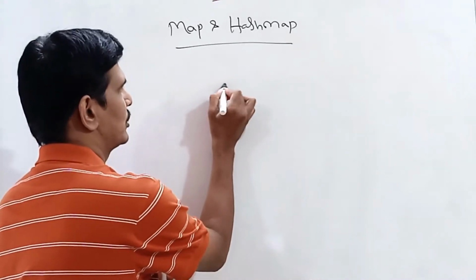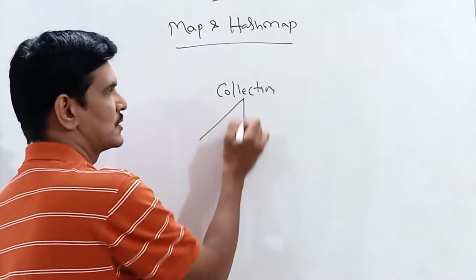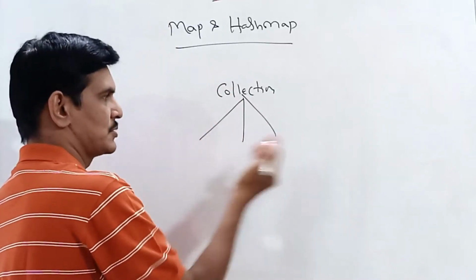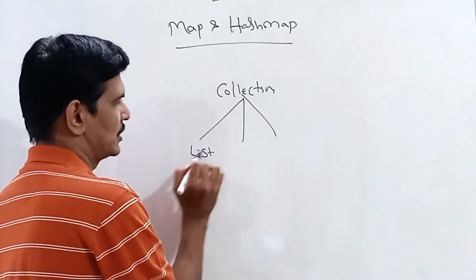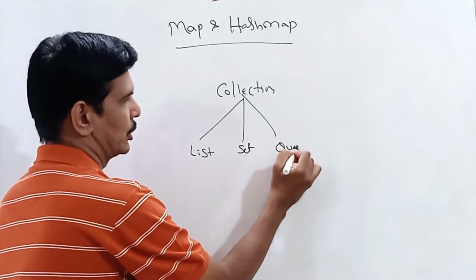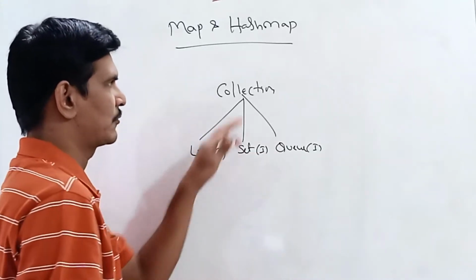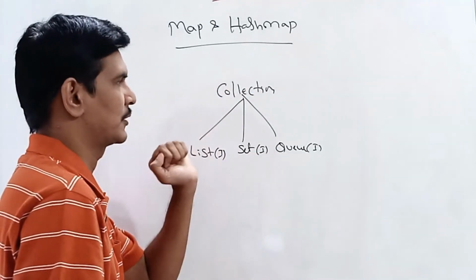So far, we have discussed a few collections, like the Collection interface, which has some child interfaces. We have discussed the List interface, the Set interface, and the Queue interface. These are the three child interfaces derived from the Collection interface, which is a root interface.